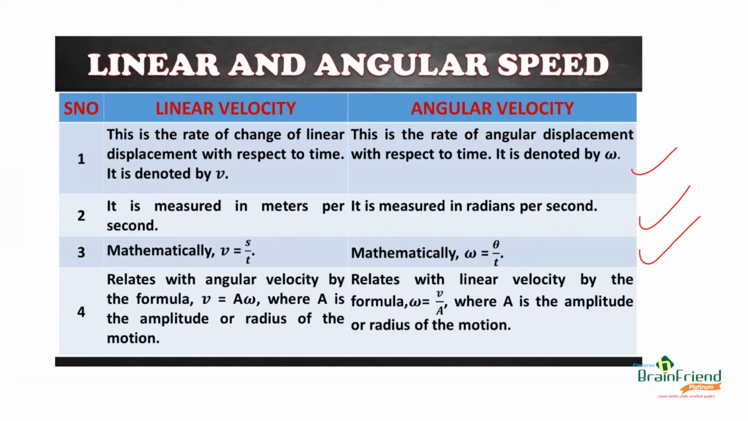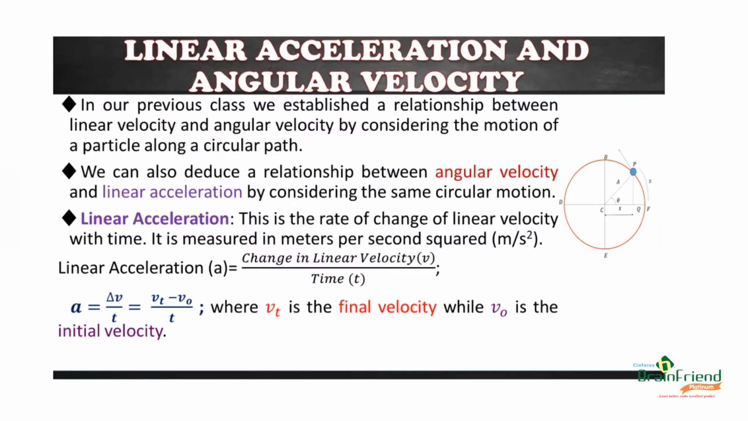And lastly, linear velocity relates with angular velocity by the formula v equal to A omega, where A is the amplitude of the motion, while angular velocity relates with linear velocity by the formula omega equal to v over A, where A is the amplitude of the motion. In our previous class, we were able to show the relationship between linear velocity and angular velocity by considering the motion of a particle along a circular path.